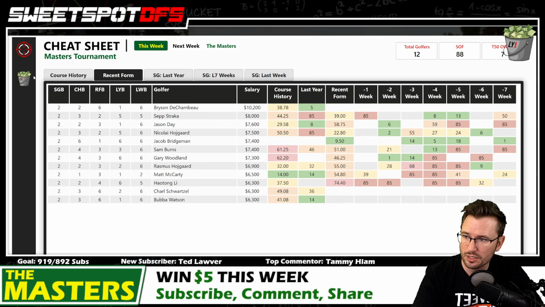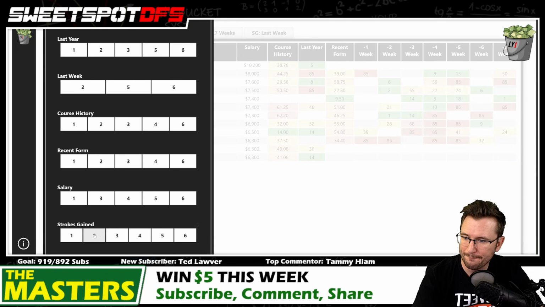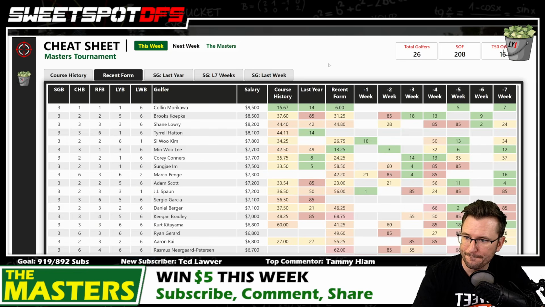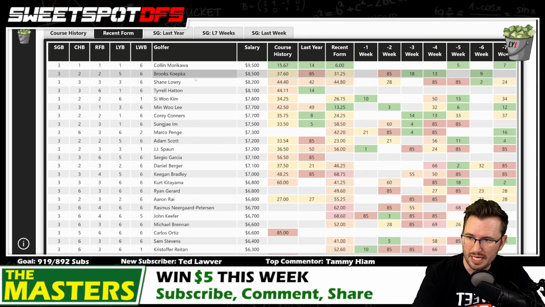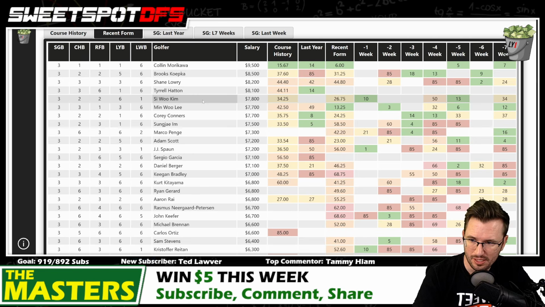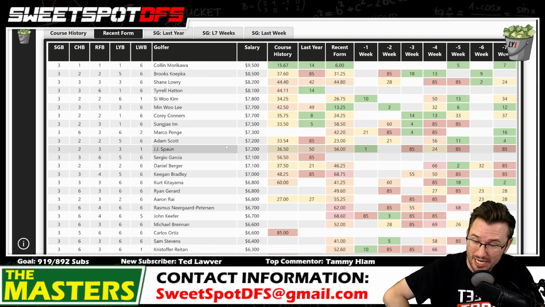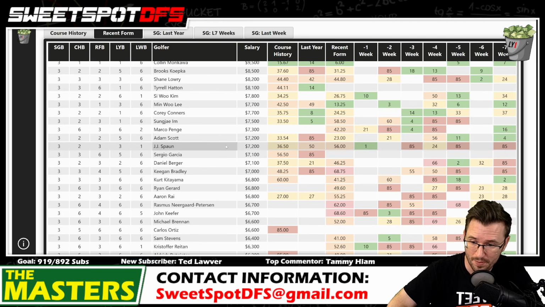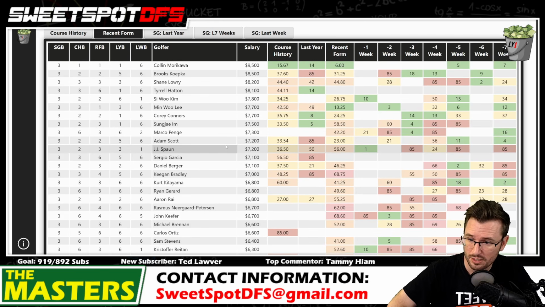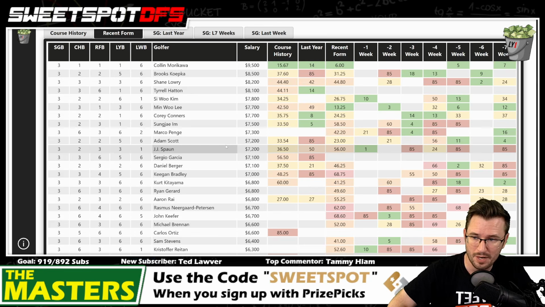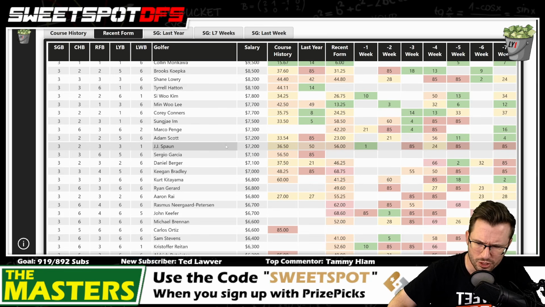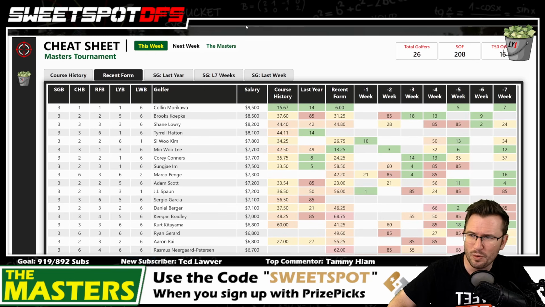Let's take a look. Strokes gained 3. It goes Morikawa, Koepka, Lowry, Hatton, Siwoo Kim, Minwoo Lee, Corey Conners, Im, Penge, Scott. So it actually drops quite a bit. I don't want to play at least one. This is a 0 to 3 bucket for me, just all based off of the golfers that are in it. Way too many question marks. There are golfers that I do like, don't get me wrong, but I'm not 100% ownership for everybody in this bucket. There are 26 total golfers.